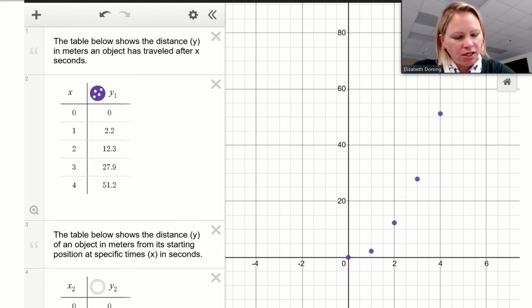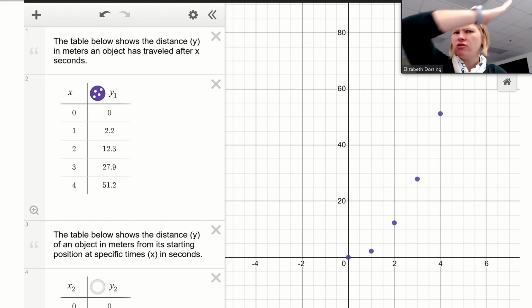So what's happening here as we follow the curve, after 2 seconds my object is now 12.3 meters away from where it started. So we can see, and hopefully you can agree with me, that this object seems to be accelerating. It seems to be going faster. It does not have a constant rate of change. So it's faster from 1 to 2 than it was from 0 to 1, and so on and so forth. So it's following this curve of getting faster and faster and faster.